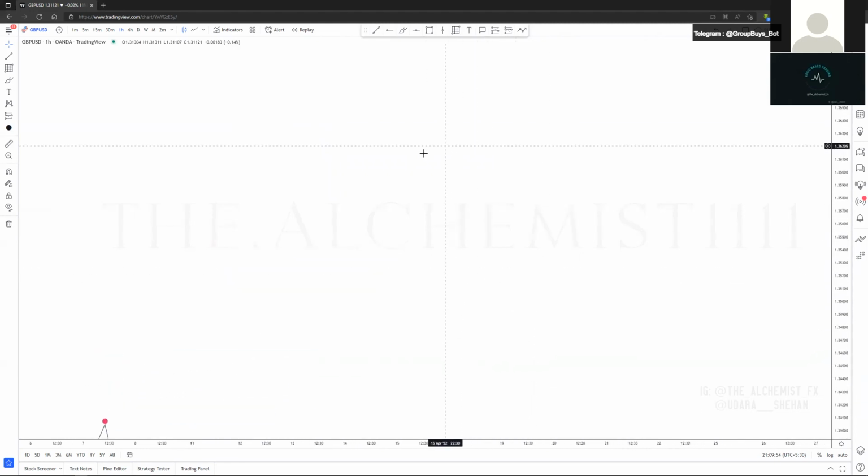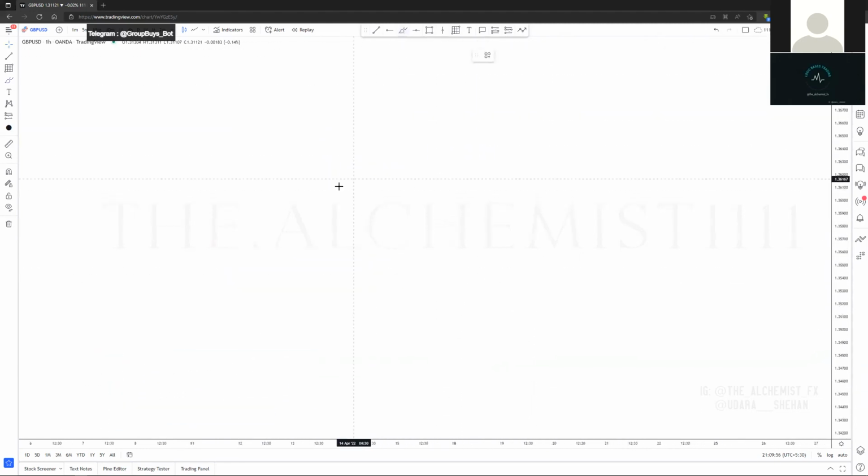So first of all, how are order blocks formed? Let's first say maybe we had equal highs. Let's say we had equal highs.